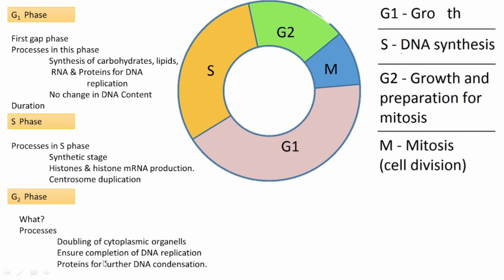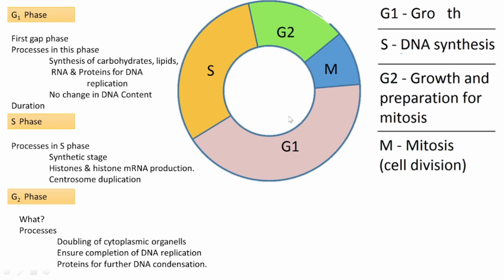Then it needs to be ensured whether the DNA replication is complete. And for further DNA condensation, because after finishing DNA replication, as we have already learned, the chromatin needs to condense, so many proteins are required, and whether those proteins are synthesized or not also needs to be confirmed. That also happens in G2 phase.